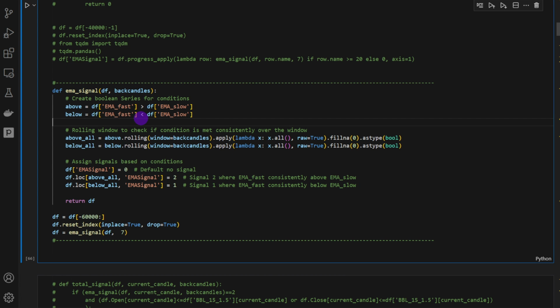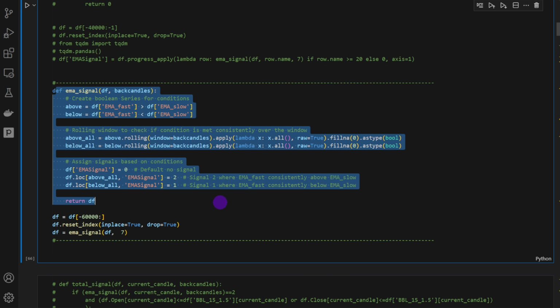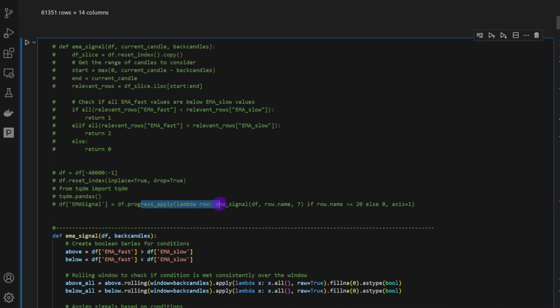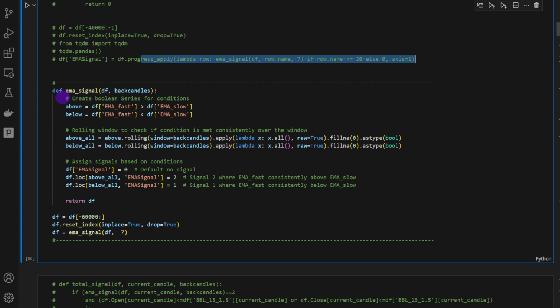In brief, if the fast moving average is above the slow moving average for a while, for 7 or 8 candles or any number of back candles, here I'm using the number 7, in this case we have an uptrend. And in the opposite direction, if we have a series of candles where the fast moving average is below the slow moving average, then we are in a downtrend and we return 1 as a result. So this is the vectorized version. It works much faster than the previous one where we're using the apply function here. This one is kind of looping over all the rows. This one is more efficient.